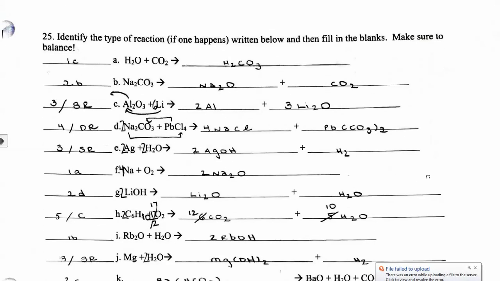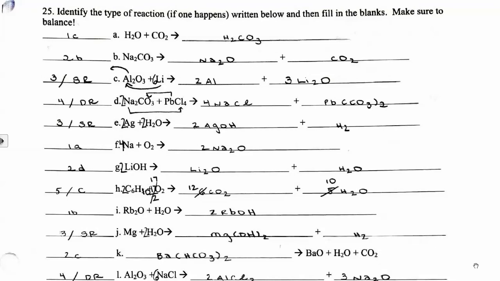Alrighty, so you're going to have a bunch of these guys. I know you love them. I'm taking water and a non-metal oxide, so it's 1C. I need to make an acid. Remember, I balance as I go. So H2, then my non-metal, which is carbon, plus my oxygen, and I've got 3 oxygens total, so H2CO3.